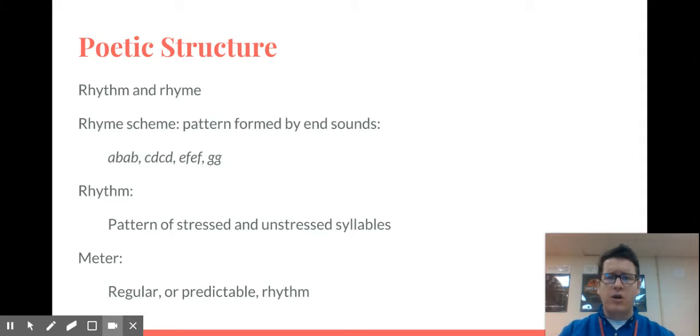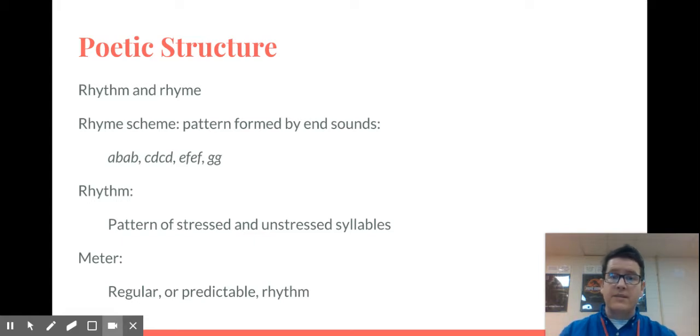Another thing to talk about when we're talking about poetic structure is rhythm and rhyme. A rhyme scheme is just a pattern formed by end sounds. So if you're ever faced with a poem and the teacher goes, "Hey, what's the rhyme scheme of this poem?" you're just going to look at the end of each line and identify each unique sound with a letter. And I've got an example here. It goes A, B, A, B, C, D, C, D, E, F, E, F, G, G. And that's a basic Shakespearean sonnet breakdown of a rhyme scheme.